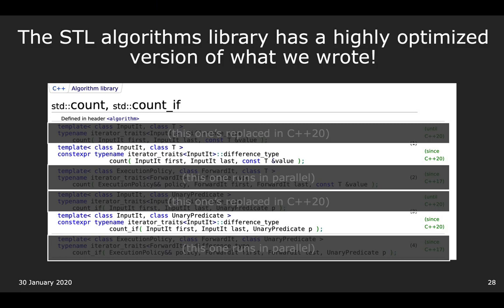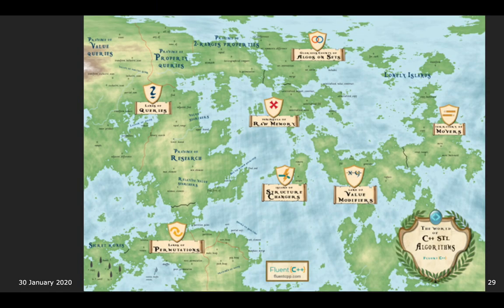Okay? Yeah, so there are many of them. There's a couple new ones. This is really cool. Some of them are actually run in parallel. So you can have it do count, and it counts different parts of the vector in parallel. Maybe we'll talk about that in the future. And there are many other algorithms. Here's an entire map of all the algorithms there are. Yeah, it's a big map.